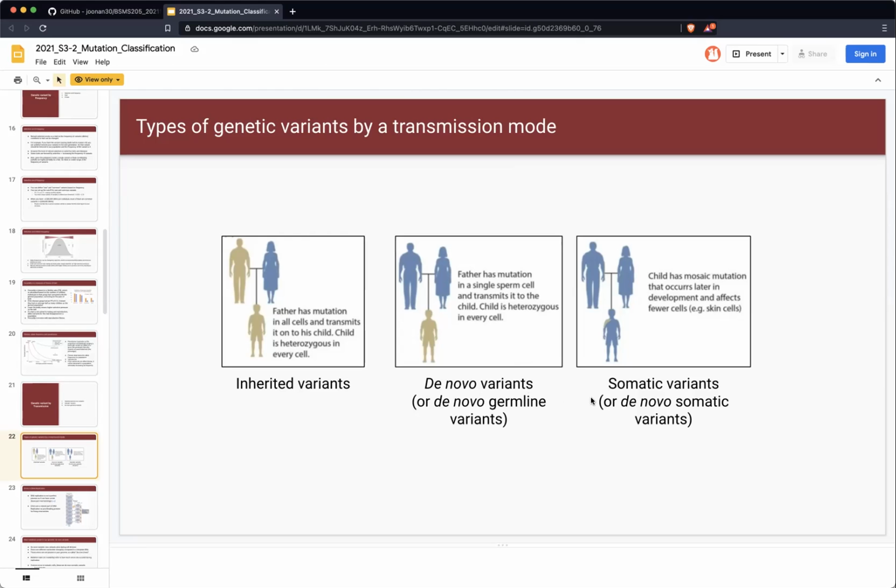And another type of de novo variant is the somatic variant, or we say de novo somatic variant, right? Somatic variants happen in the somatic cells over the lifetime, right? This mutation is not from your parents, but accidentally, or stochastically, happens in your cell, right? In your somatic cell. And this somatic variant is not subject to transmission to your offspring, right? So this is different from the de novo germline variant.